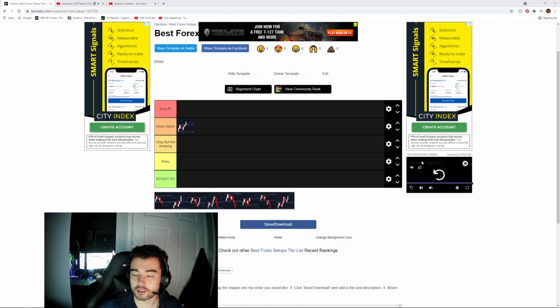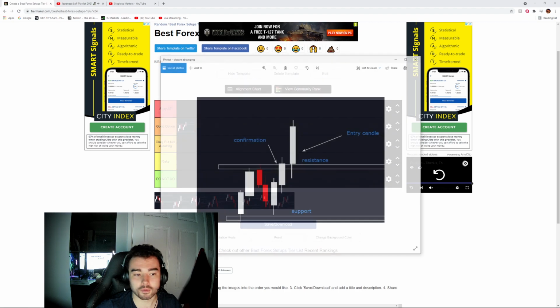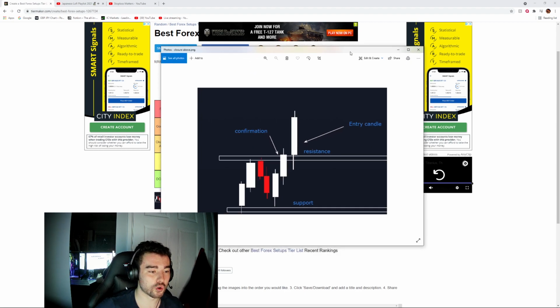Let's take a look at this one over here. So this is the closure back in the range. Let's have a look over here. The closure above. Where is it? Here we go. So this is the next one we're looking at, closure above.